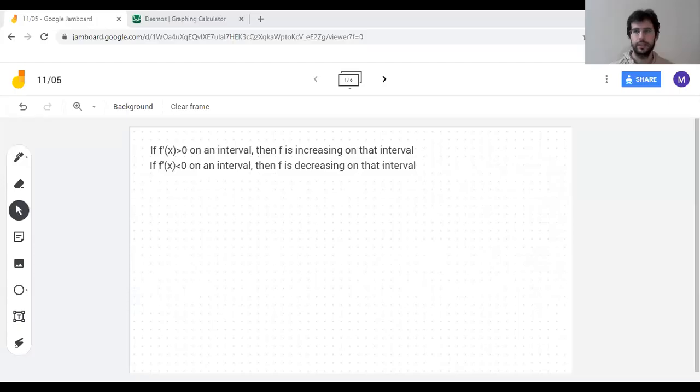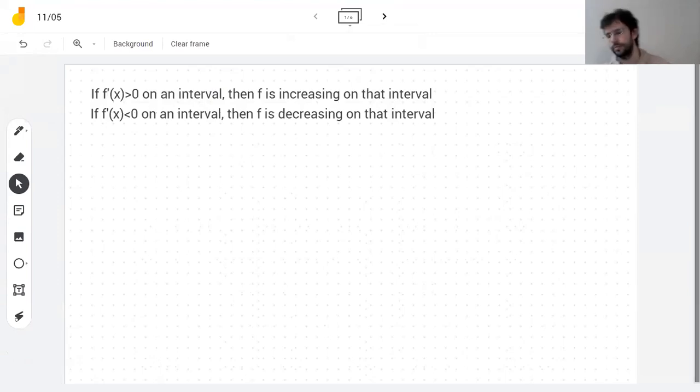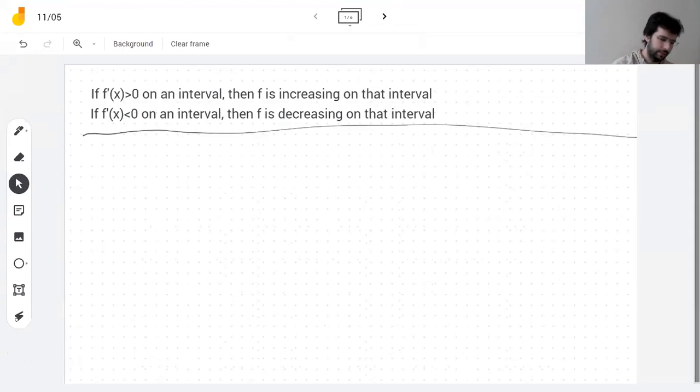So what's the last thing I said yesterday? The last thing I said is that if the derivative of a function is positive, then the function is increasing. And if it's negative, the function is decreasing. And this was a consequence of the mean value theorem. It's kind of surprising because the mean value theorem looks very useless at first, and then it gives you consequences like these, which are extremely useful. So let's do an example of how to apply this.